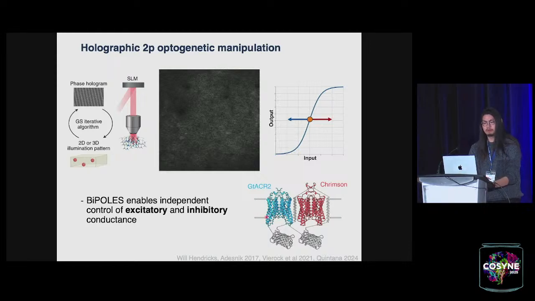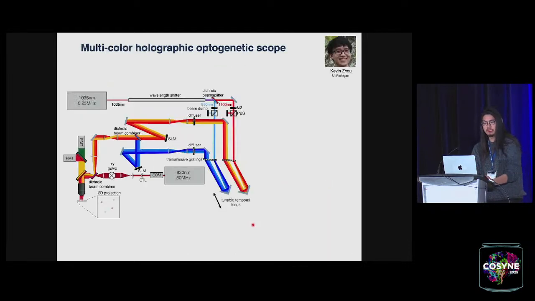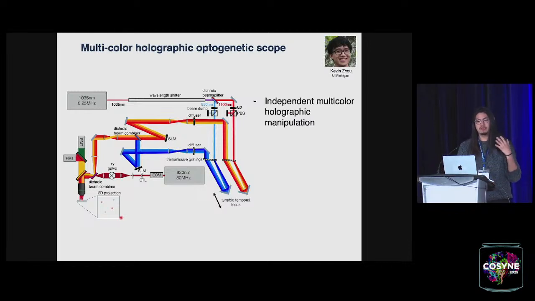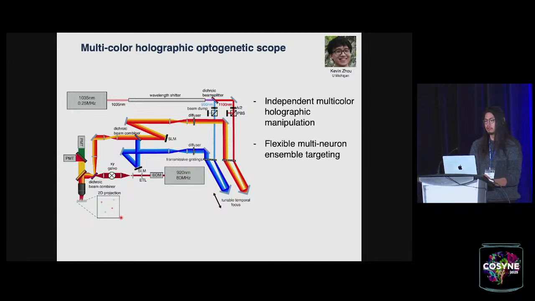We have this awesome protein, but what was really lacking was the means to perform two-photon holographic manipulation in two independent colors, so that we could control these two at will. So that's what we developed: the first multicolor holographic optogenetic microscope. This is a schematic for aficionados, and I'm happy to chat with people in detail about it later, but the key takeaway is that we get independent multicolor holographic manipulation. So we can target the same cells, we can target different cells, the patterns are completely arbitrary, we can change the power, it doesn't matter. We get flexible multi-neuron ensemble targeting, and of course we get the same high spatial temporal precision as with single color.